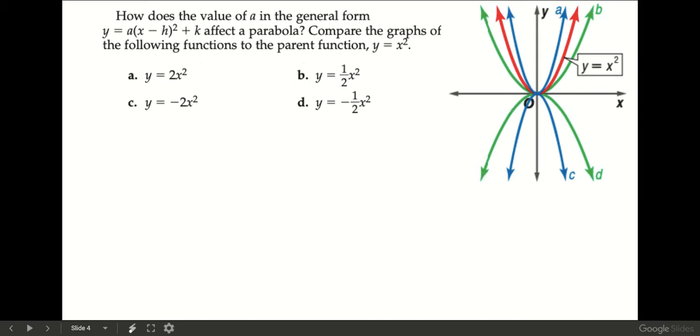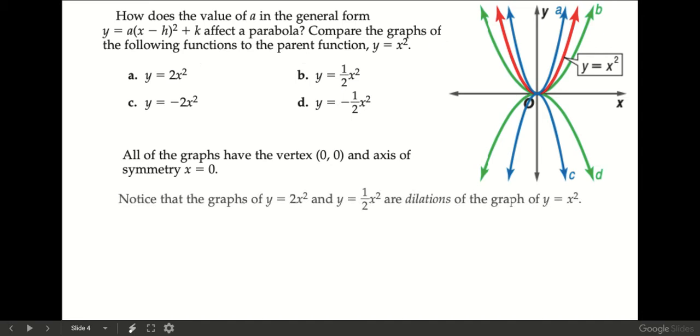So these are some observations we want to make here. All of the graphs have a vertex at (0, 0), so multiplying did not change the location of the graph as far as the vertex goes, and its axis of symmetry was still right down the middle at x equals 0. So the a value doesn't affect the translation of the graph. It doesn't move it left or right or up and down, but it does seem to change the shape of it and what direction it goes in, right?